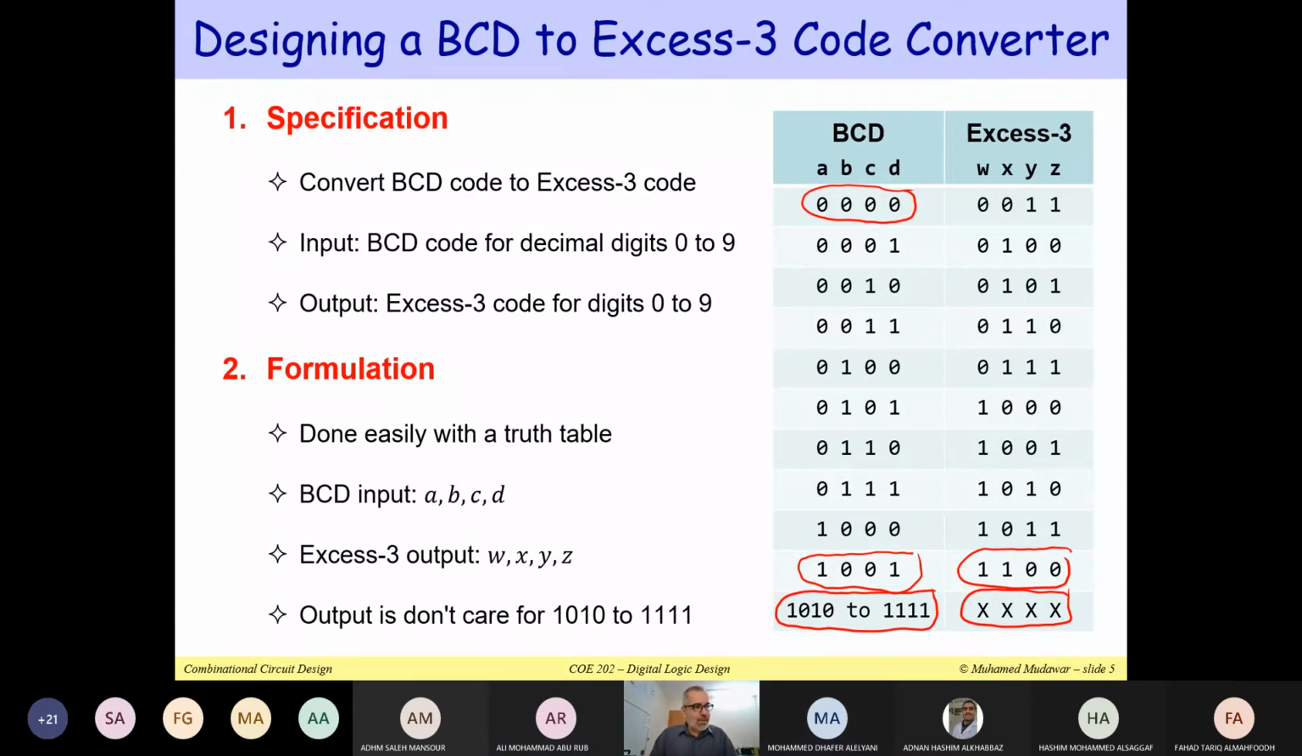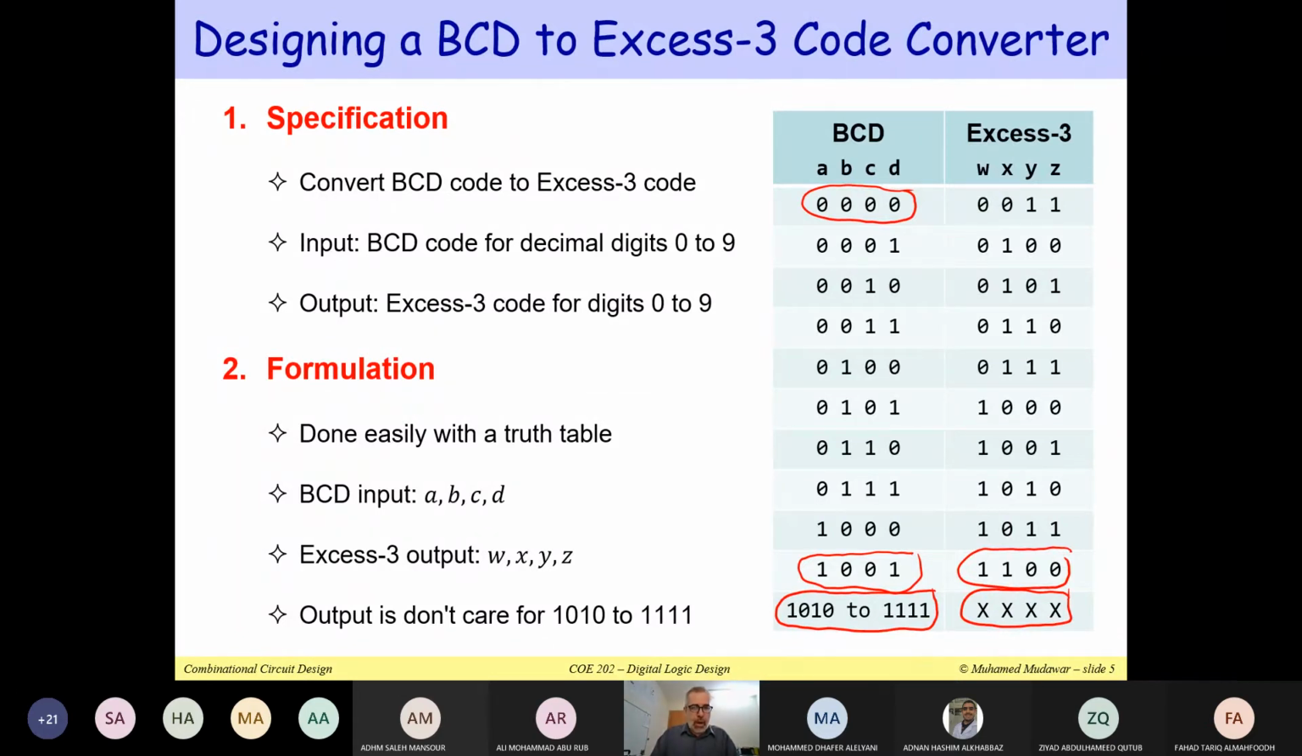We have been talking about Carnot maps. So these Carnot maps are very useful for logic minimization. So let us use the Carnot map to do the logic minimization. So how many Carnot maps do I need here? How many Carnot maps? 4. 1 for each output. So W will have a Carnot map, X will have a Carnot map, Y will have a Carnot map, and Z will have a Carnot map, right? So we need 4 Carnot maps.